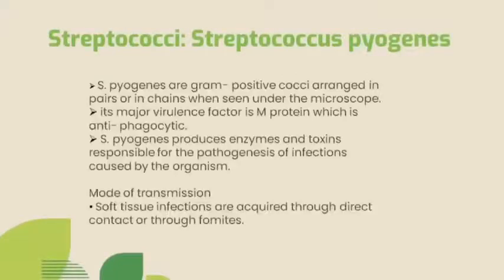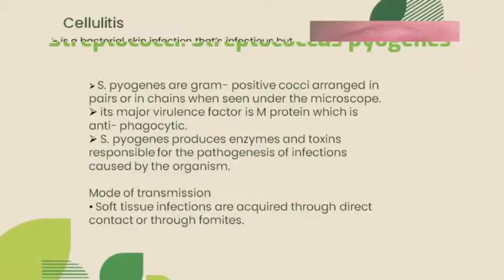Streptococcus pyogenes are gram-positive cocci arranged in pairs or in chains when seen under the microscope. Its major virulence factor is M protein, which is antiphagocytic. Pyogenes produces enzymes and toxins responsible for the pathogenesis of infections caused by the organism. Mode of transmission: soft tissue infections are acquired through direct contact or through fomites.